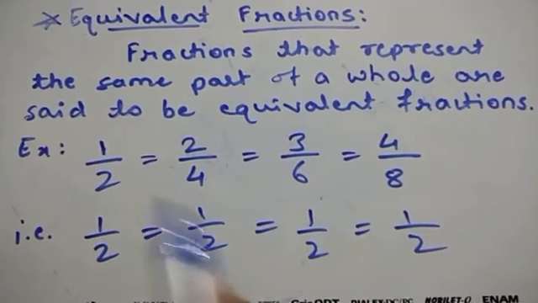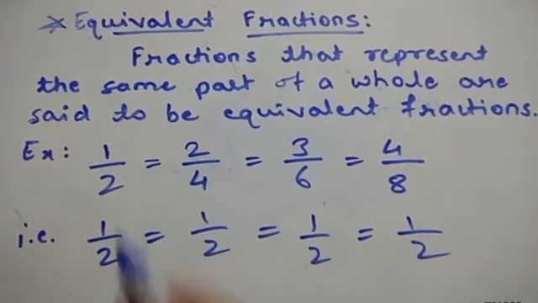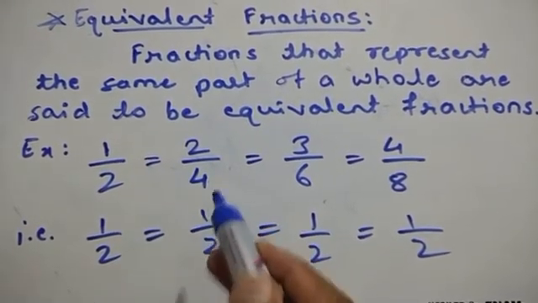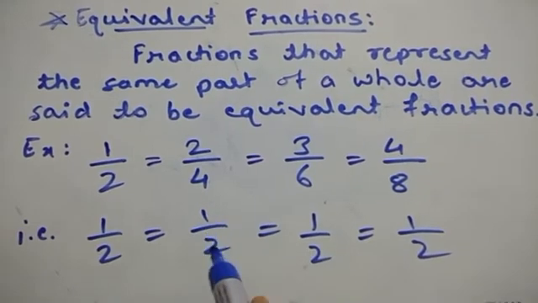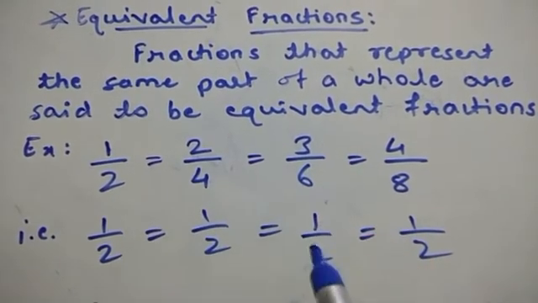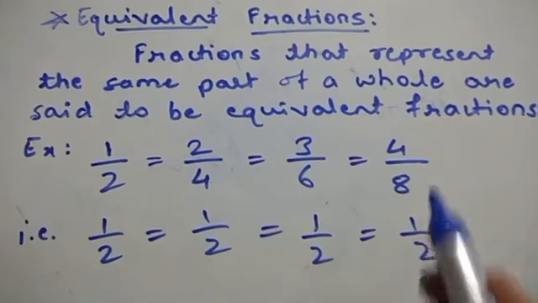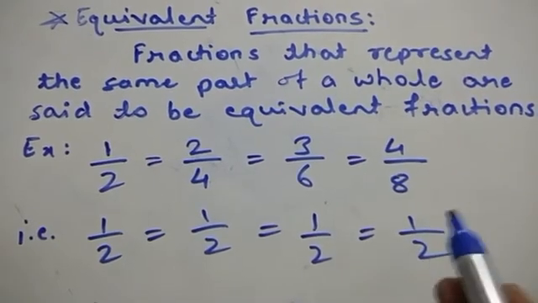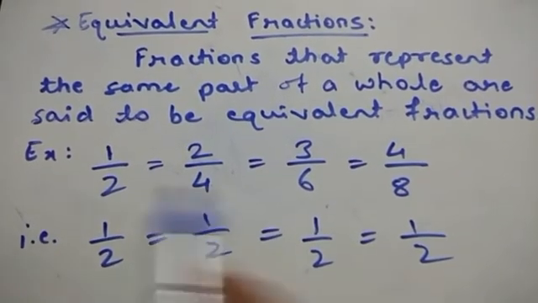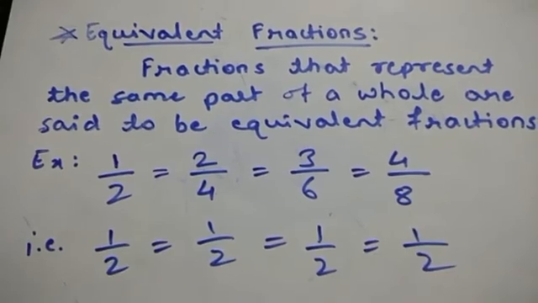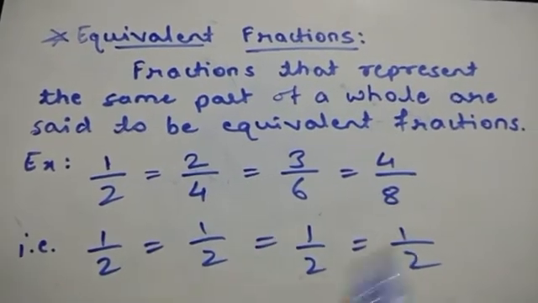How are they equivalent? See, we can see here 1 upon 2 as it is. 2 upon 4 we can reduce to its lowest term, we will get 1 upon 2. 3 1s are 3, 3 2s are 6, 1 upon 2 again. 4 1s are 4, 4 2s are 8, correct? So 1 upon 2 only we will get. Therefore these are all equivalent fractions as they all have equal values, the same values.